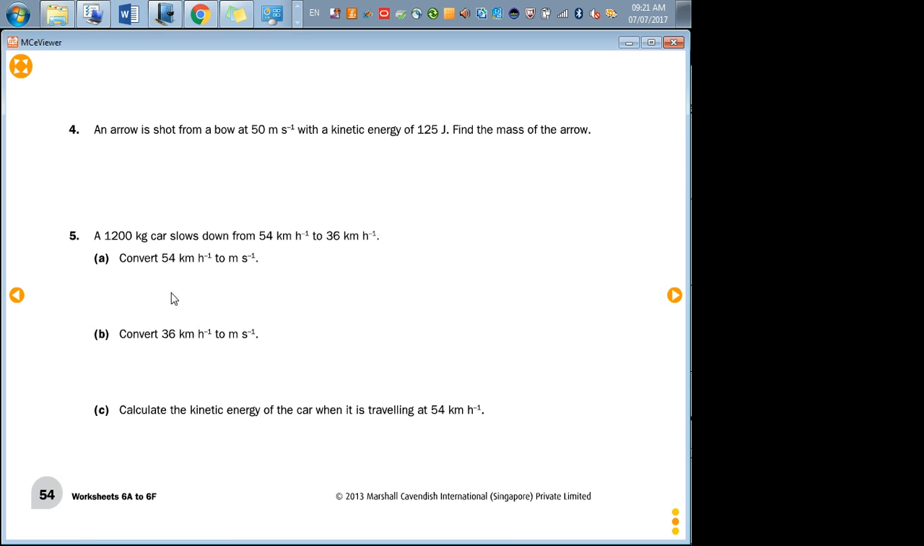Okay, converting kilometers per hour to meters per second. You can do this yourself. Calculate the kinetic energy of the car when it is traveling at 54 kilometers per hour. What is the formula we should use? Jiang? Kinetic energy equals half mv squared. What is m? Okay, 1200. What is v? 54.